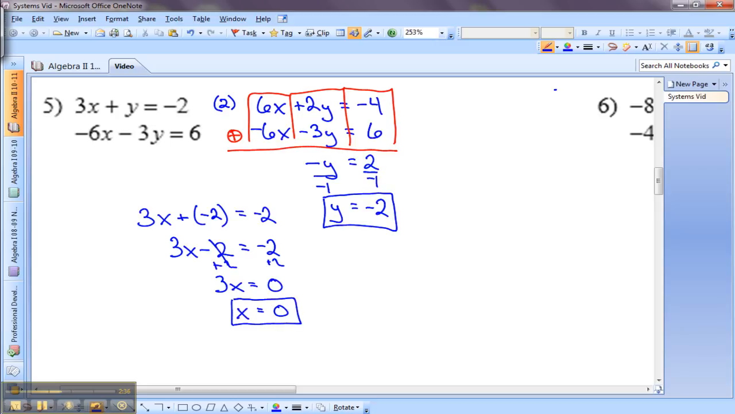So for number 5, our x value is 0, our y value is negative 2. As an ordered pair, we would write it 0, negative 2.